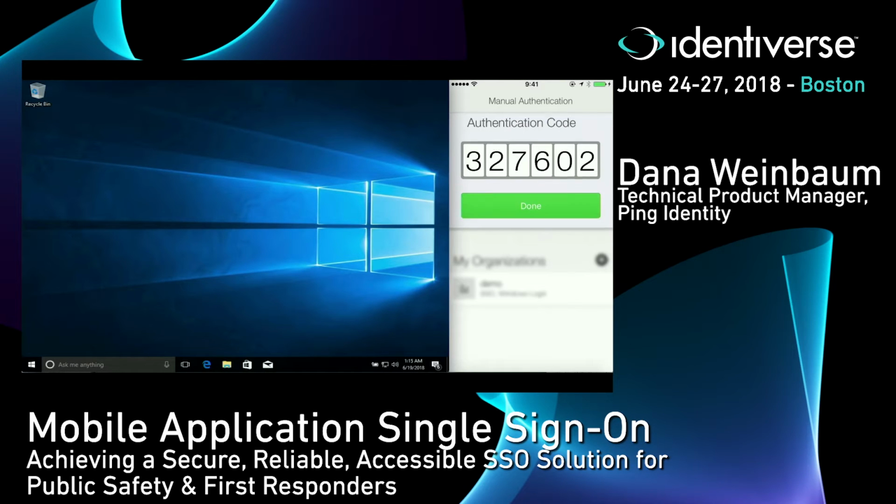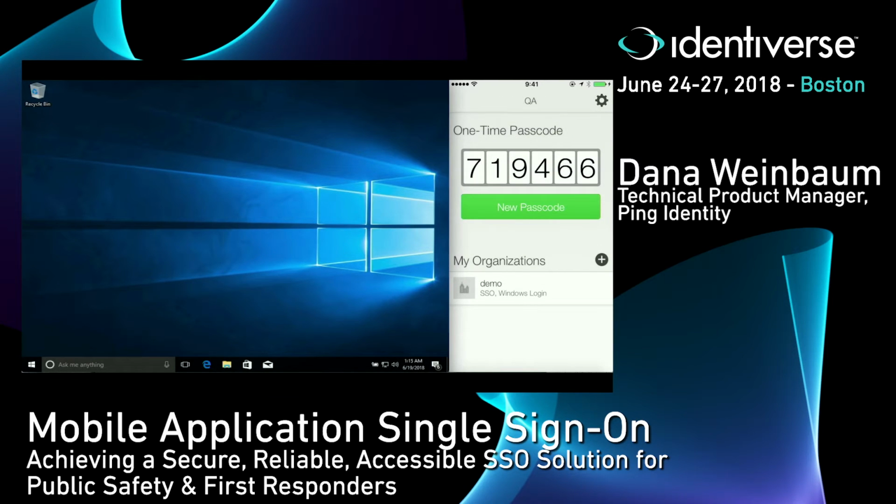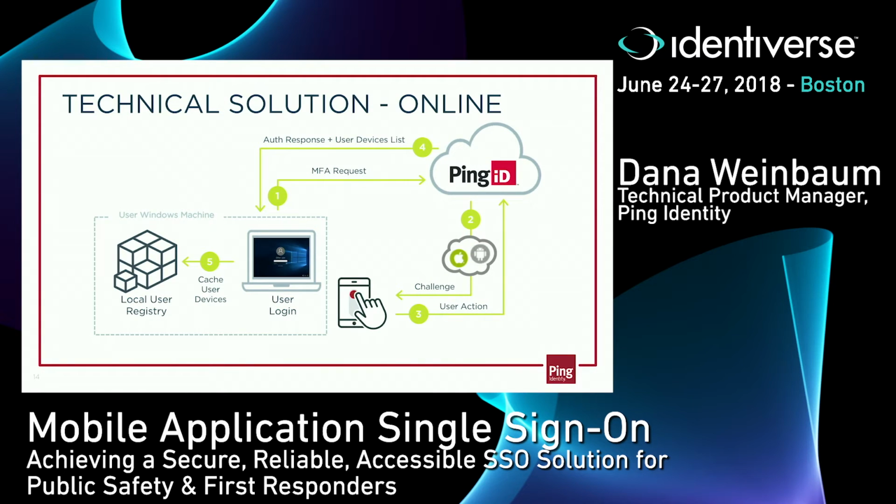So you can see that even though the user experience is not exactly the same, and the user did have to go through some additional clicks, his experience is quite similar. He uses the same mobile app for both online and offline authentication. He can see all of his trusted devices, so it's quite a good experience for him. So let's see what happens.